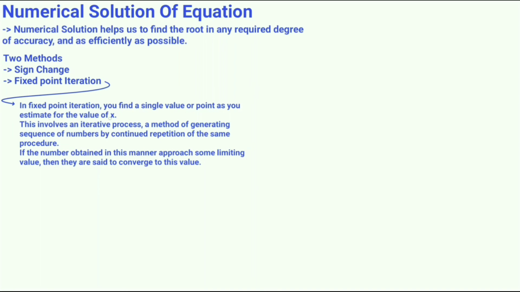In fixed point iteration, you find a single value or point as your estimate for the value of x. This involves an iterative process, a method of generating a sequence of numbers by continued repetition of the same procedure. If the numbers obtained in this manner approach some limiting value, then they are said to converge to this value.